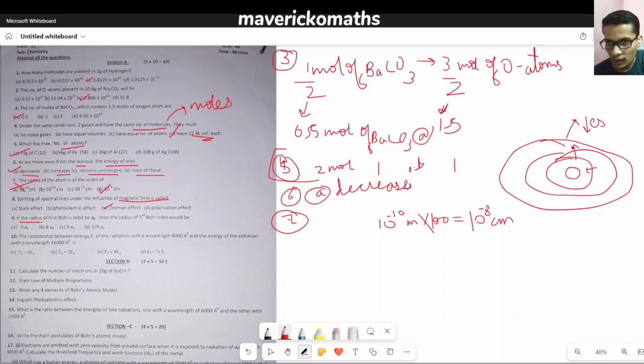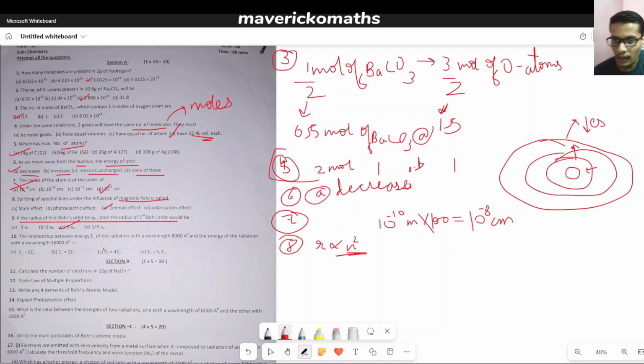Next, if the radius of the first Bohr's orbit is a naught, then the radius of the third Bohr orbit will be. You must all know that Bohr orbit radius r is directly proportional to n square, if I am not wrong. So here the answer will be n times a naught.